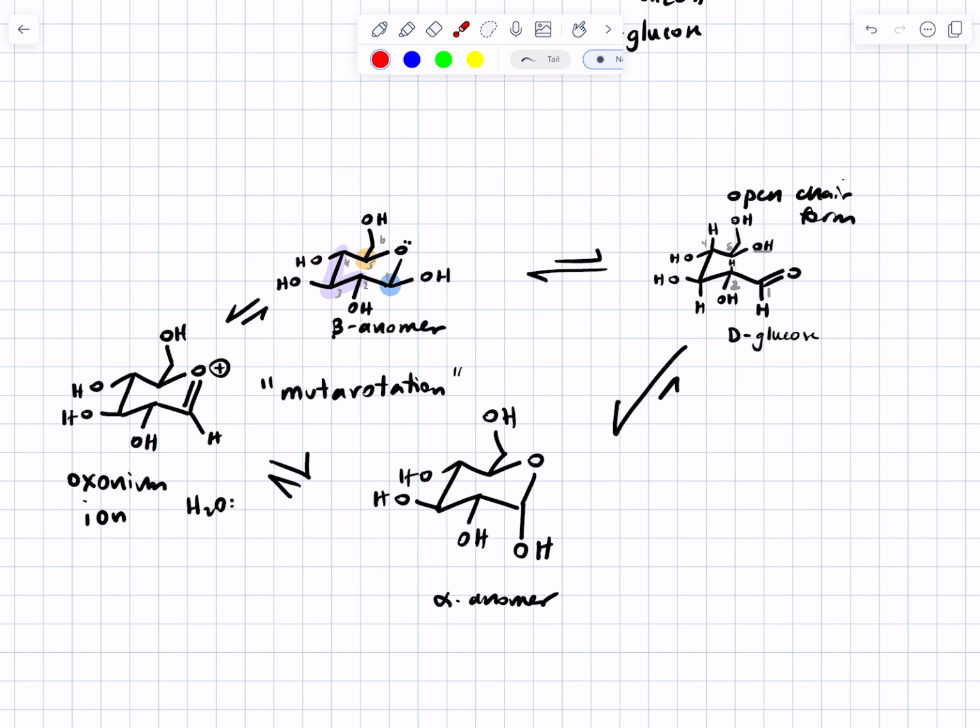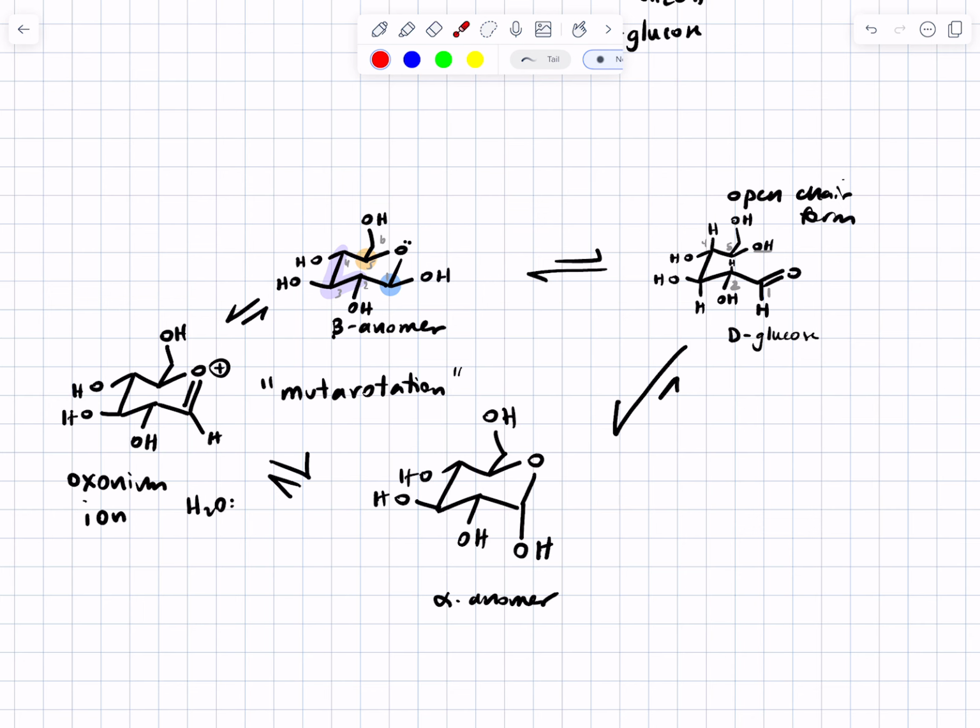It turns out that you see more of the alpha anomer than would be expected, just based on sterics alone, which means there's something interesting going on here that I don't have time to tell you about. If you want to know more about it, come talk to me sometime. It's kind of a fun story. It involves something called hyperconjugation, which is a fun topic, but which we're not talking about in a lot of detail.